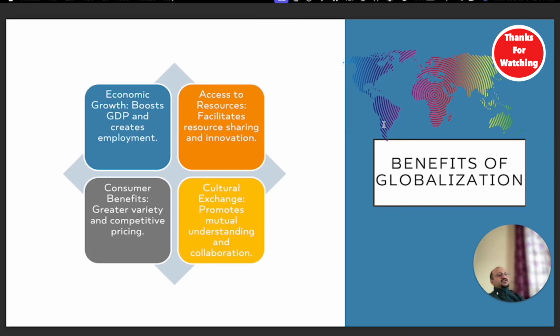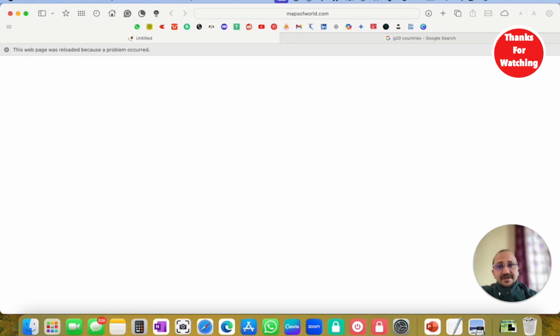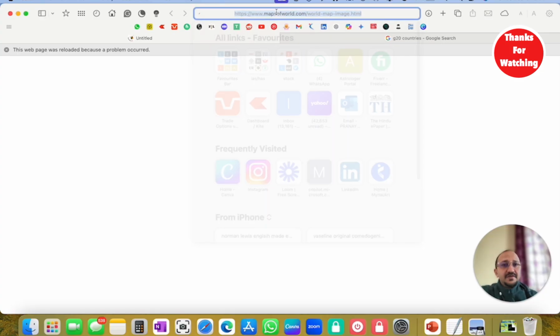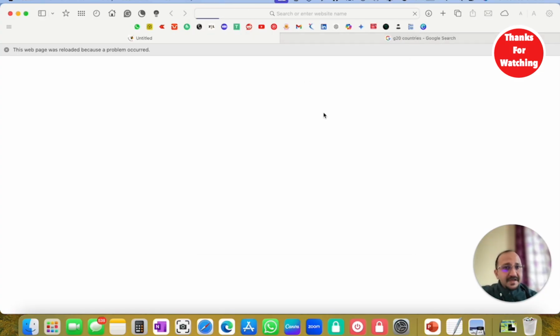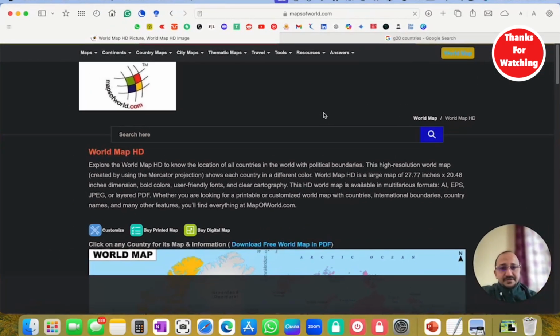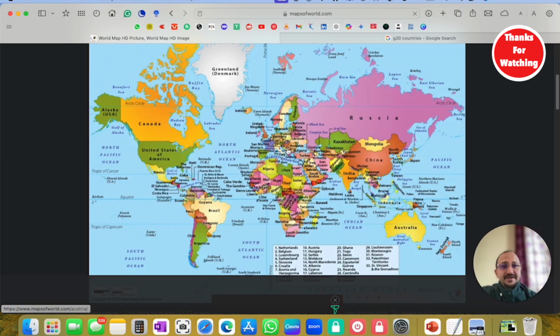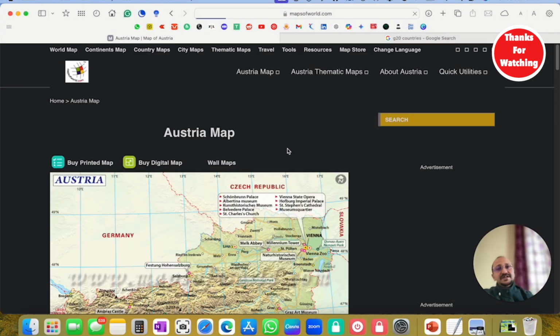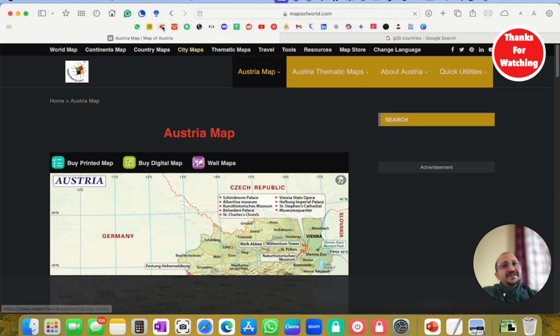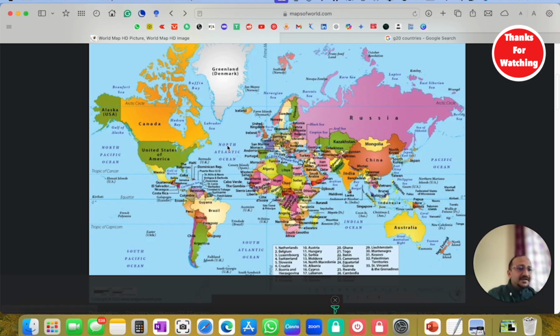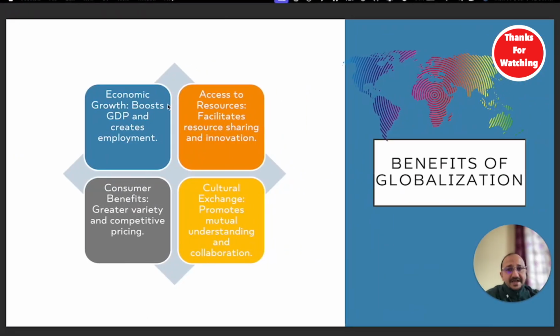So what are the benefits of globalization? Just imagine, guys, one single world. We have just one single world, and the entire world is connected to one another. So this is the map, guys. Now just imagine, you are free to travel anywhere. You can do trade throughout the world. So it really helps to boost GDP and boost employment.